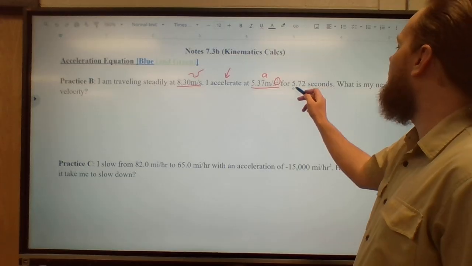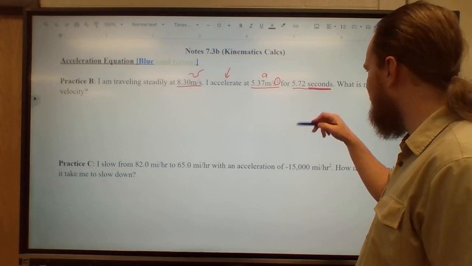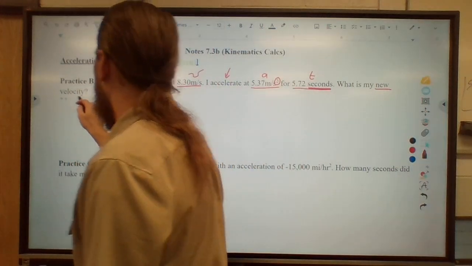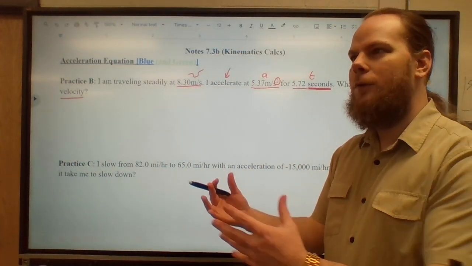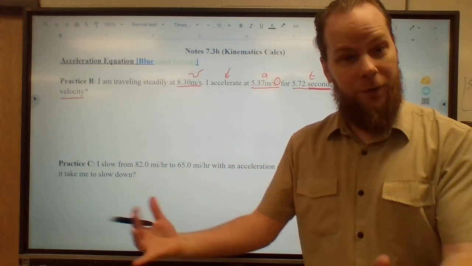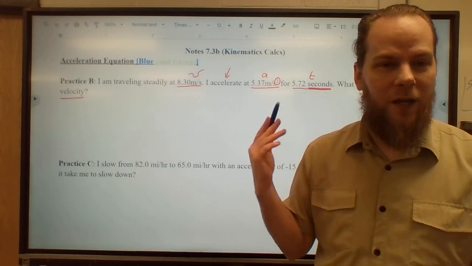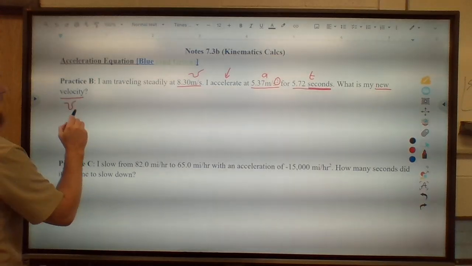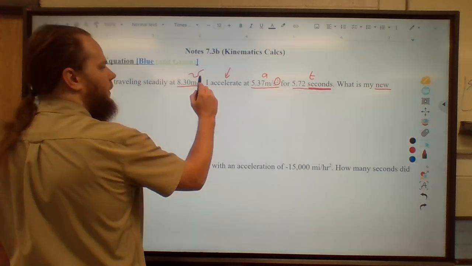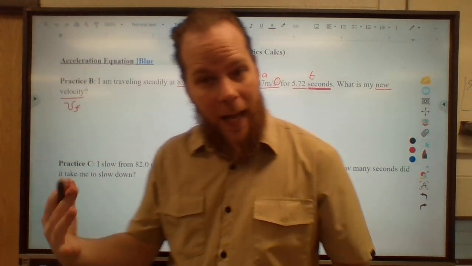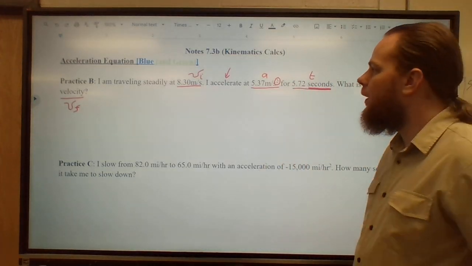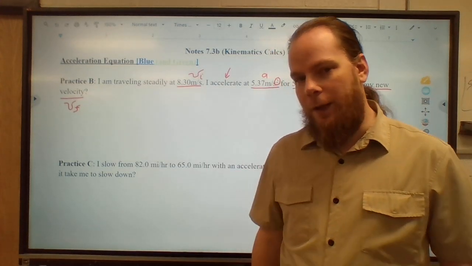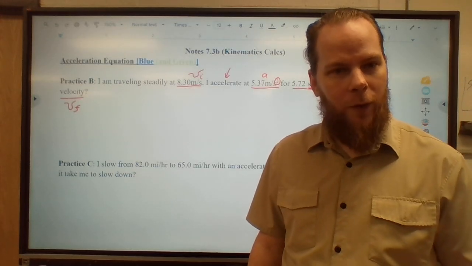Likewise, 5.72 seconds has to be our time. What is my new velocity? Well, new is the one that's there at the end, so it's asking us to find the new velocity. That has to be Vf. Therefore, this, if you had not already determined it, had to be Vi. So we are looking for Vf. Now that begs the question, which one of our three equations do we want?